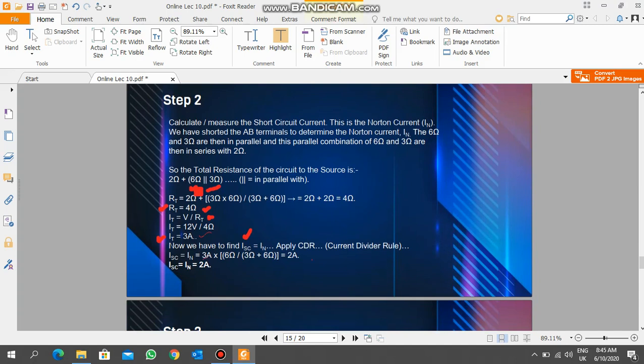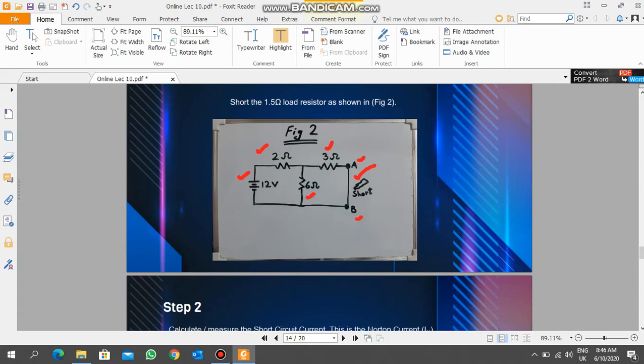So what is the second step? In the second step we have to find three things. The first thing is we have to find the RT, that is total resistance. Second thing we have to find is the IT, that is total current, and the third thing we have to find is ISC, that is the current through the short circuit. So let's do one by one.